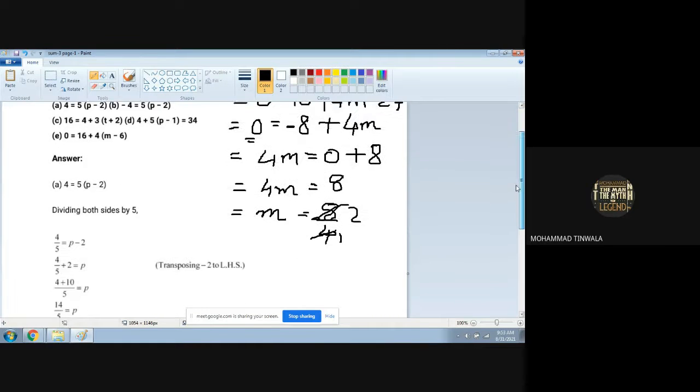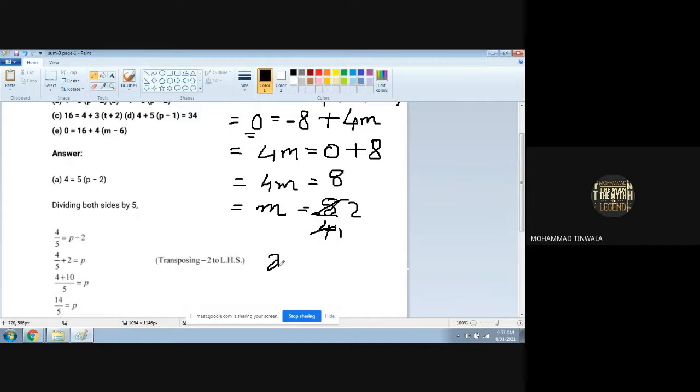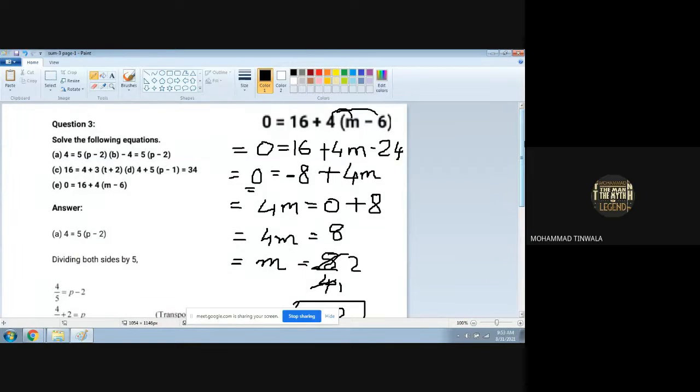So what value of m did you get? M is equal to 2. Very good. M is equal to 2. Is that all clear, girls? What we did? Yes. Chalo. Next question.